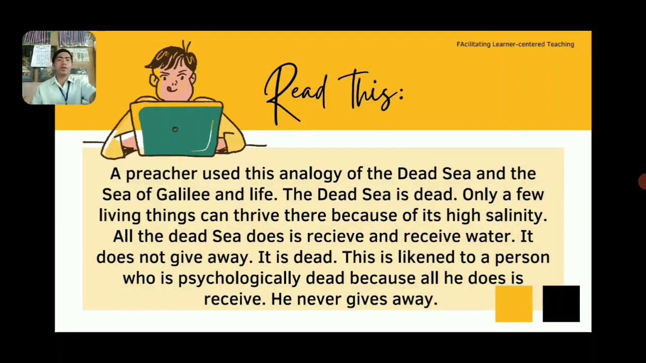So, read this as part of our reflection of our discussion. A preacher used this analogy of the Dead Sea and the Sea of Galilee and life. The Dead Sea is dead. Only a few living things can thrive there because of its high salinity. All the Dead Sea does is receive and receive water. It does not give away. It is dead. It is likened to a person who is psychologically dead because all he does is receive. He never gives away.